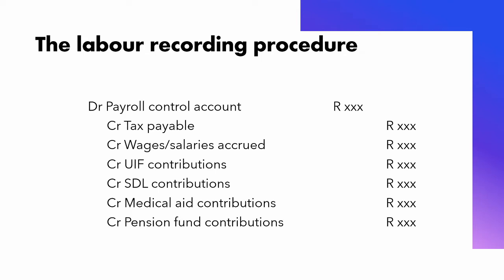When the appropriate time comes, which could be weekly or monthly, and you need to pay your employees, you would record a transaction similar to what is on screen. You debit the payroll control account, and you will credit all the items to whom the money is owed. This would be the employee themselves, so you see that we credit our wages or salaries accrued, as well as the tax services, the government, the medical aids, and the pension funds. Note that the payroll control account is just a temporary account where we record our salaries and wages until we either expense them or capitalize them to production, which we will deal with shortly.